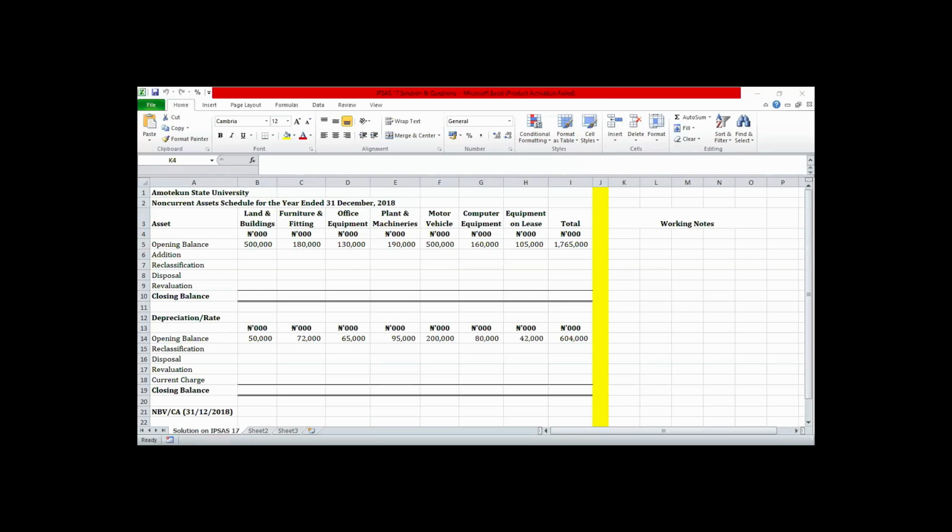Note 3, land and building were professionally revalued during the year by Parisco and Associates, a firm of chartered surveyors and valuers, and approved by the State Ministry of Works and Housing. The valuation, which was based on market value, produced a revaluation surplus of 150 million over the carrying amount as at January 1st, 2018.